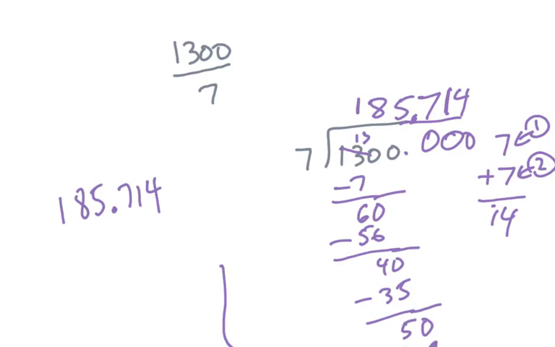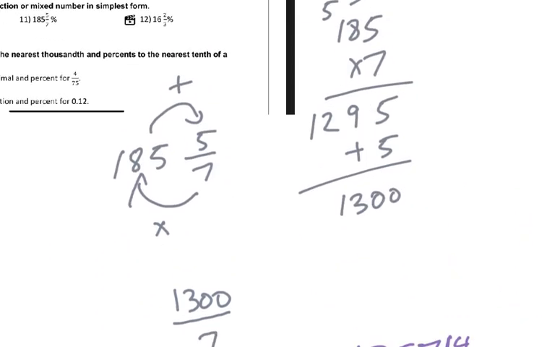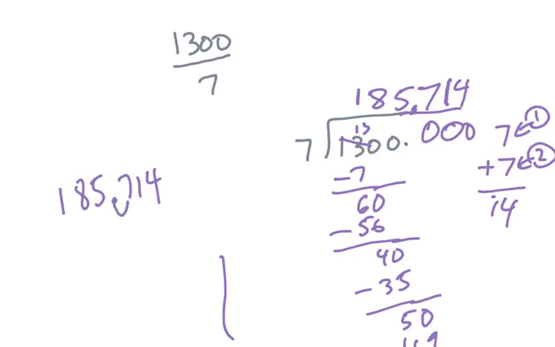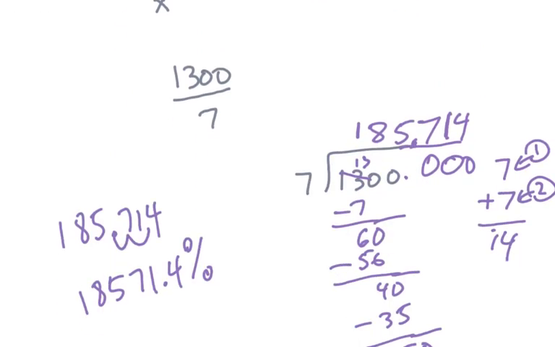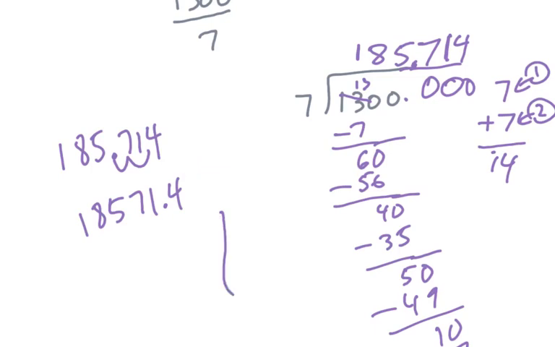Now, if we're converting the decimal into a percent, percents, we say we just have to move over 2. So this would be 18571.4%. So remember, when we think about this, percents are always, oh, I'm so sorry, we're in percents. So we're going to go in the opposite direction.